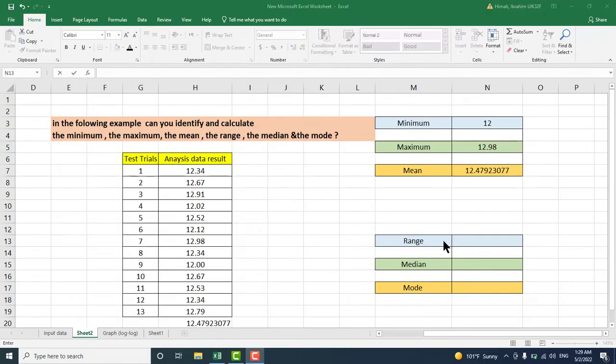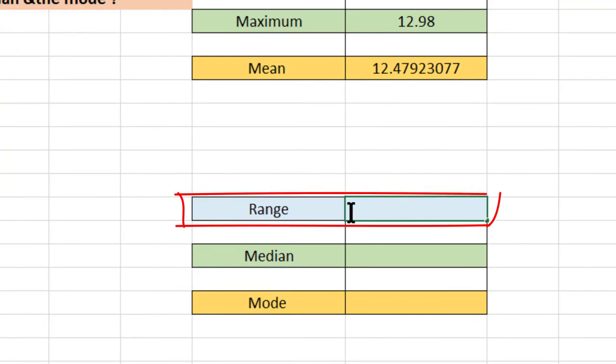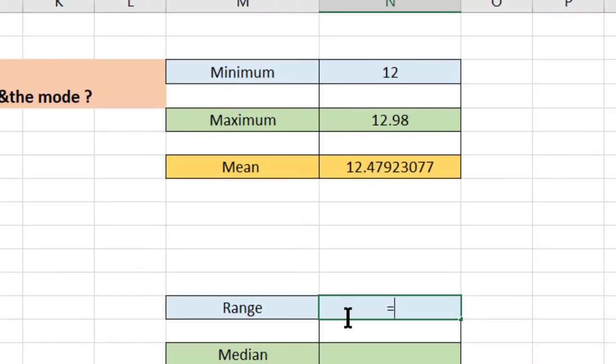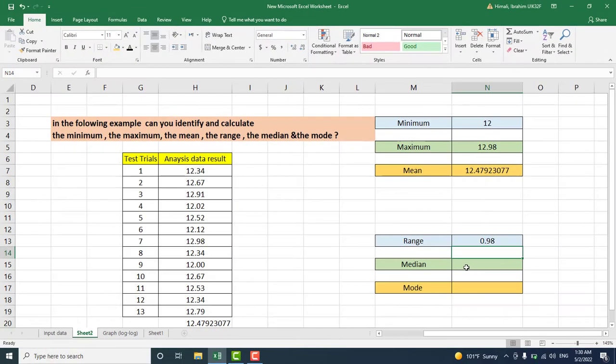Okay, now let's calculate the range here. And what is the range? The range is the difference between the maximum value and the minimum value. So the easy way, I'm going to do equal sign, maximum minus minimum, which is this one, and press enter. That is my range. Very easy, very simple.